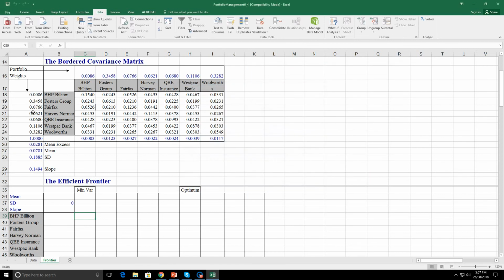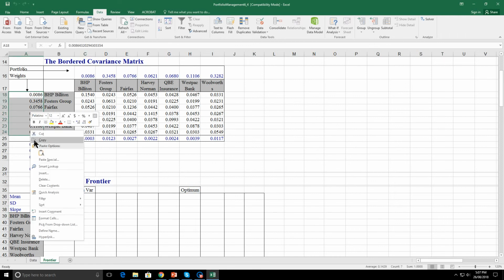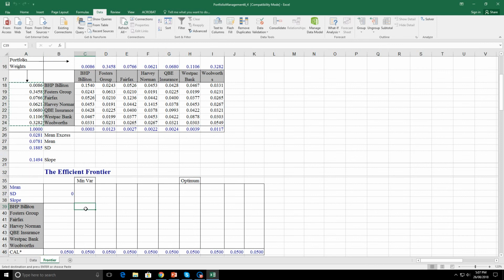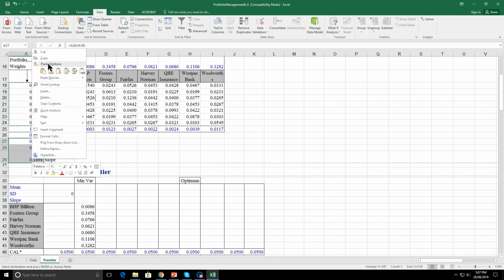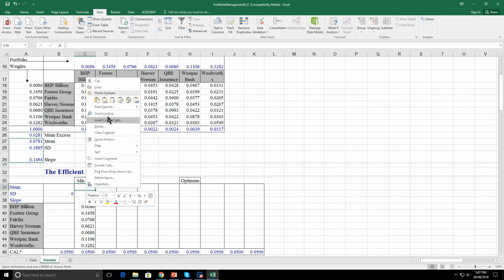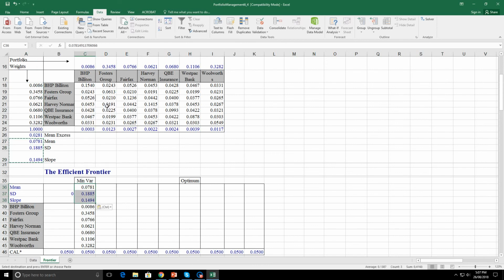If you carefully look, we previously had different weights. Now the weights have been changed. So we copy these weights and paste them here. Along with that, we also copy this mean, standard deviation, and slope, and we paste them here. So we got our minimum variance portfolio.